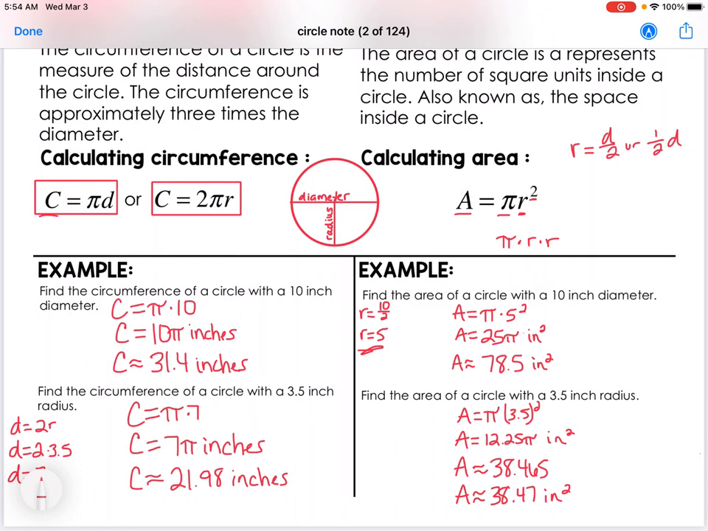So area is pi times the radius squared, and then circumference is pi times the diameter, or pi times the radius times 2.